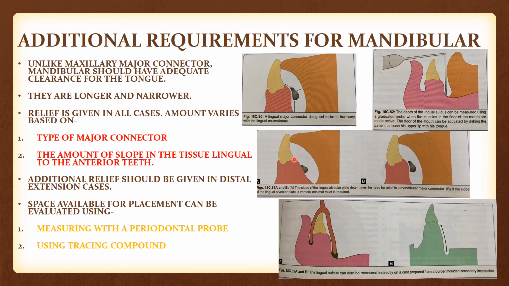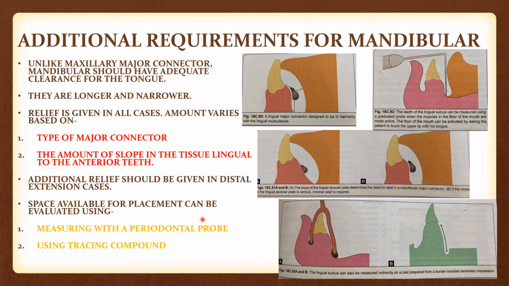If it is not vertical, and is too horizontally sloping, now you are seeing that we are giving more relief. So the distance between your gingival margin and the border of your mandibular major connector is more, so you are giving more relief. But if your slope is vertical, this time you are giving less relief. So the relief is reduced. So this one is the case.